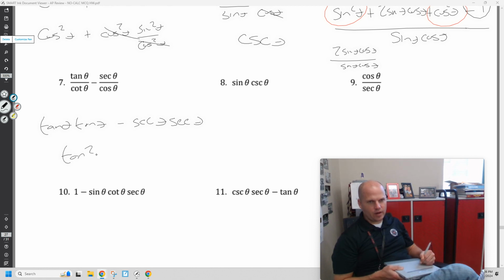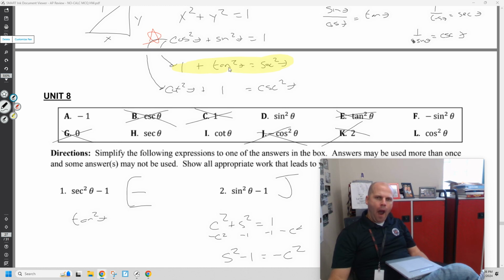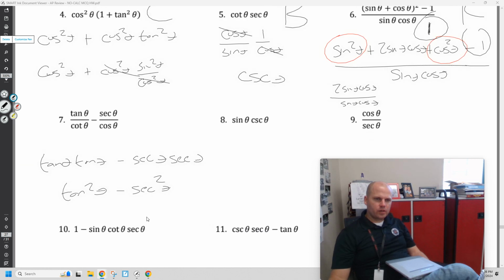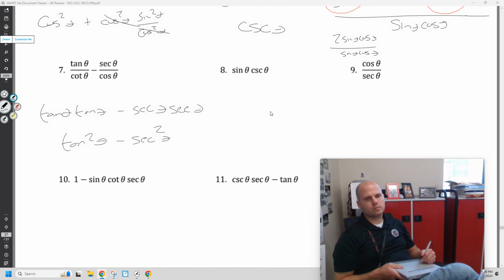I got tangent squared minus secant squared. You're going to replace secant squared with 1 plus tangent squared. But then you'd be subtracting, you get negative 1. Or you could replace tangent squared with secant squared minus 1. I do that. The secant squareds will go away, and you do get negative 1.